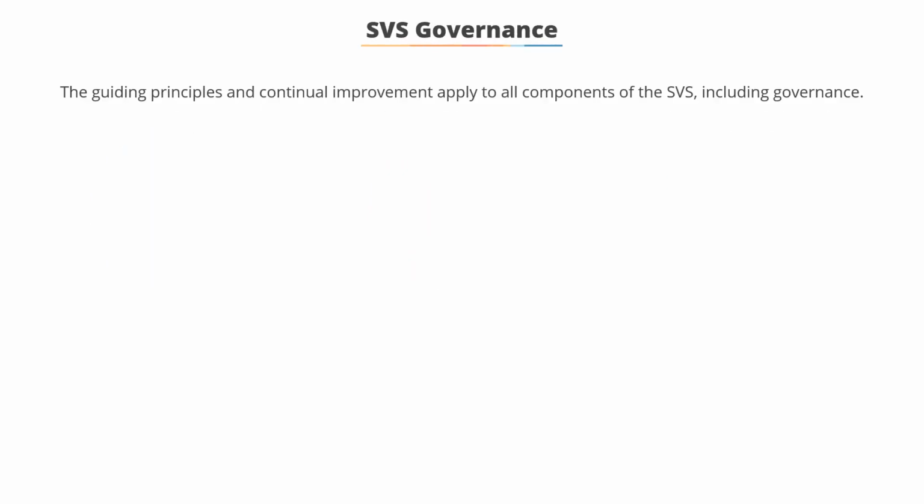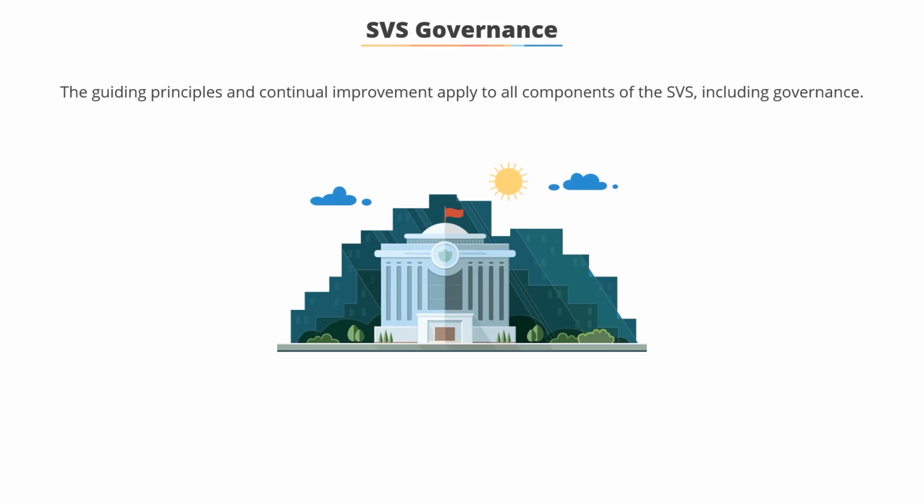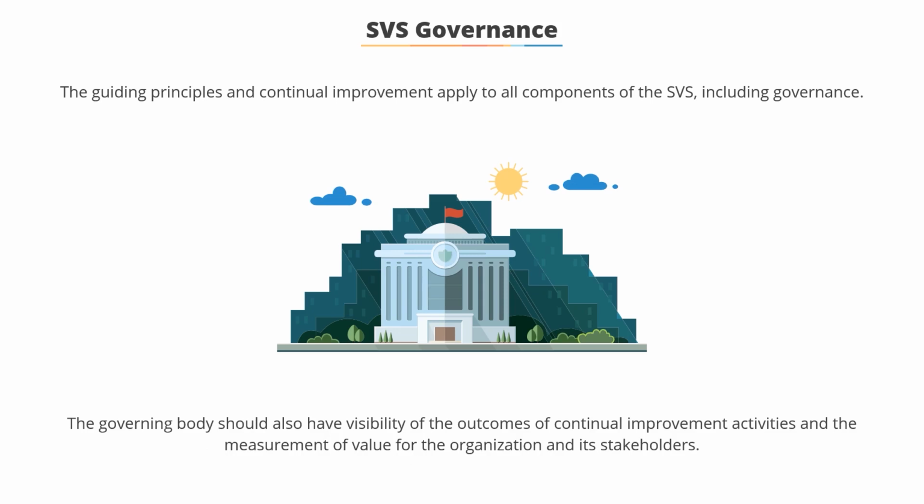The guiding principles and continual improvement apply to all components of the SVS, including governance. In an organization, the governing body can adopt the ITIL guiding principles and adapt them, or define its own specific set of principles and communicate them across the organization. The governing body should also have visibility of the outcomes of continual improvement activities and the measurement of value for the organization and its stakeholders.